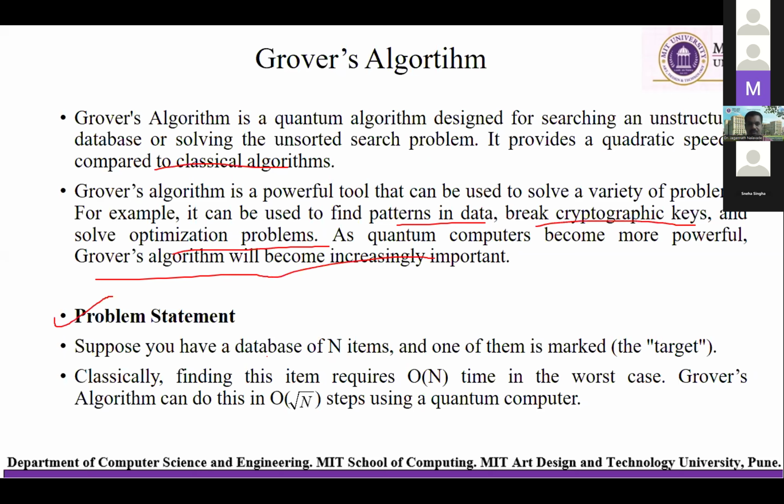The problem statement is: we have a dataset, a database of n items, and one of them is marked as the target. Classical computers, as we have just seen, require O of n time, approximately n by 2 queries, whereas Grover's algorithm can do this in big O of square root of n steps, or approximately square root of n queries.